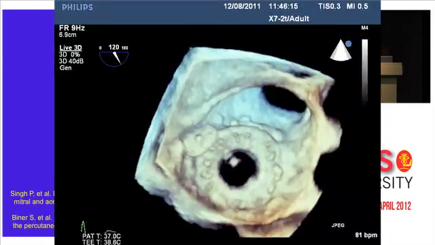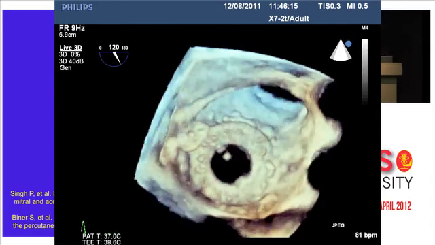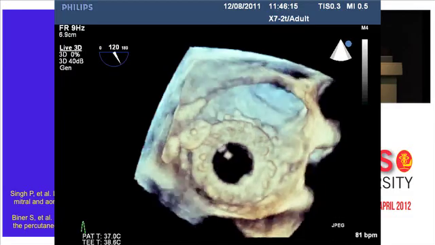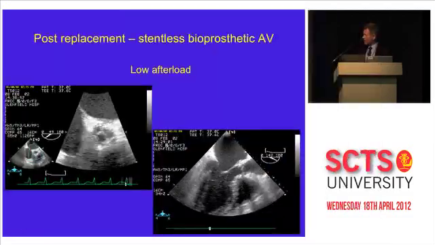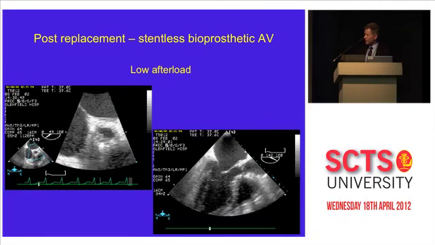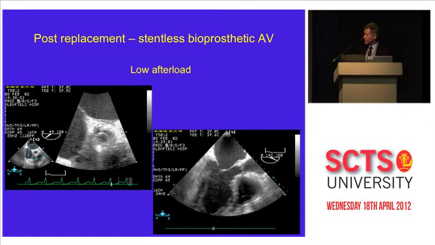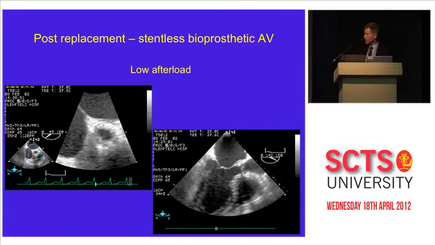I'm going to finish off with this case, a patient after a stentless bioprosthetic aortic valve replacement. And there was a low afterload. The patient had arrhythmias and was underfilled, and we came off bypass. But if you look carefully, you'd see two leaflets. This is like a homograft. It's without a stent. You see a right coronary cusp and a left coronary cusp. But you do not really see the left coronary cusp. You see the non-coronary and the right coronary cusp.